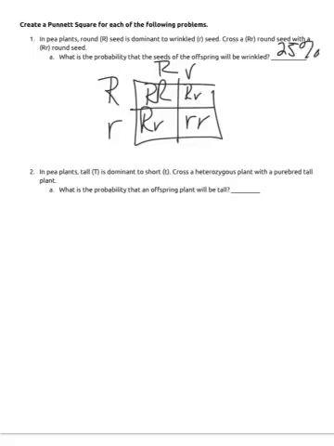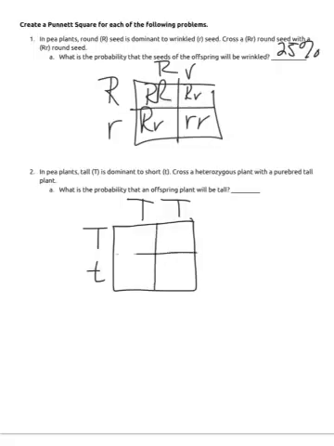In the second problem down here, in pea plants, tall is dominant to short. Cross a heterozygous plant, okay, with a purebred tall plant. So here's our heterozygous plant, one of each, and our purebred tall. Okay, homozygous dominant. Crisscross applesauce. Fill across. Fill down. And what is the probability the offspring will be, the plant will be tall? Well, that one's tall, that one's tall, that one's tall because of the one big T. That one's tall. Even though the genotypes are different, the phenotypes are all the same. They're all 100% going to be tall. And that is number 63.